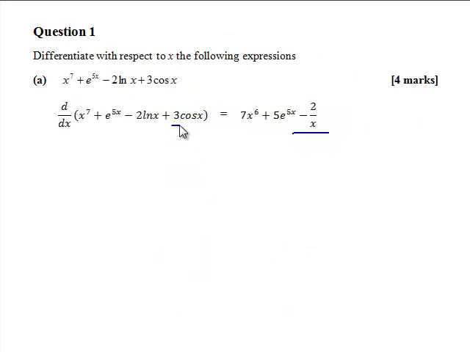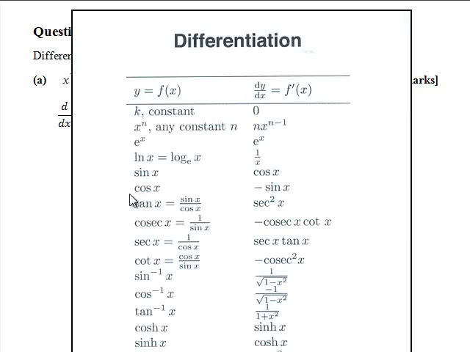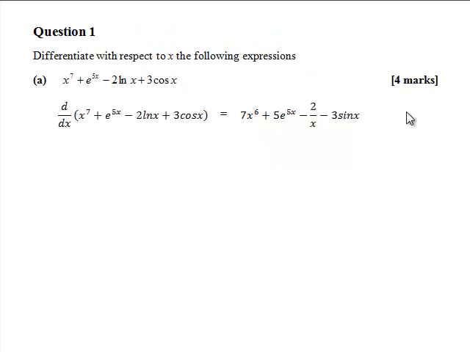And then finally we've got plus 3 cos x. The differential of cos x is minus sin x. So the differential of 3 cos x is minus 3 sin x. And this is the answer to part A.